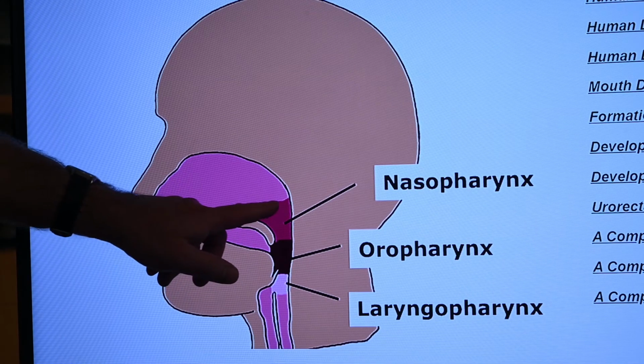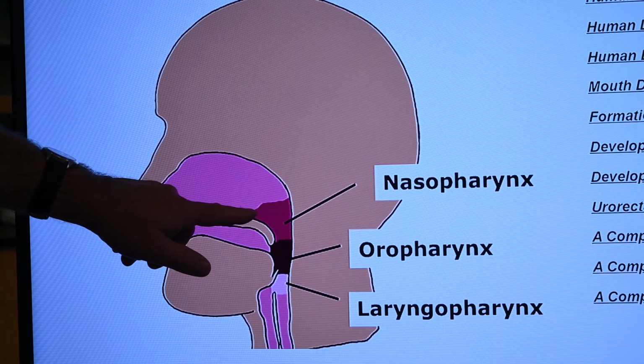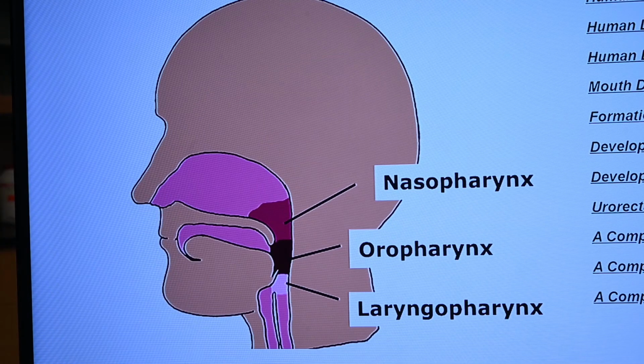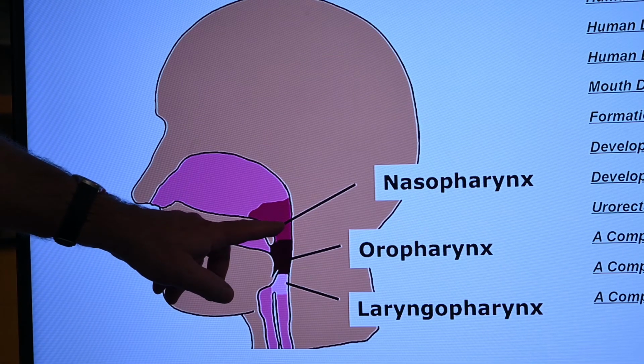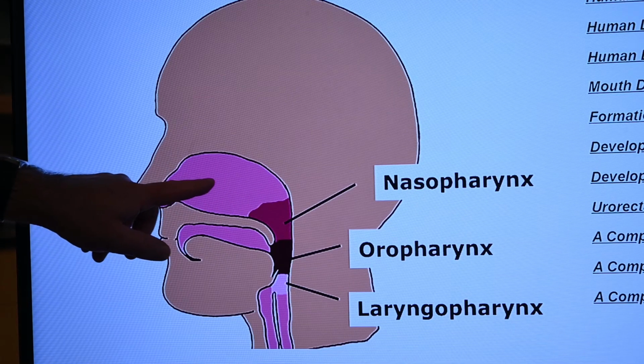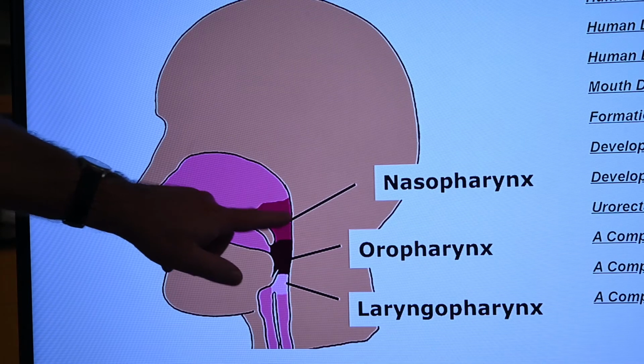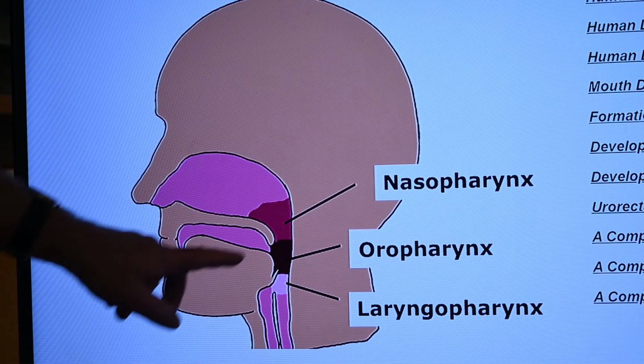Up above your soft palate, all the way up to the vomer bone, which would form that line right across there, you have the nasopharynx. And in front of the nasopharynx, you have that nasal septum that divides the left and right nasal cavity. Behind your vomer, you have a common cavity there, that nasopharynx.